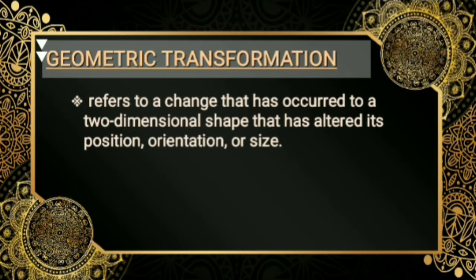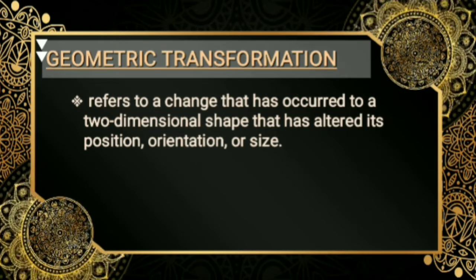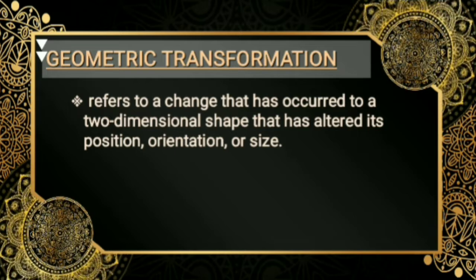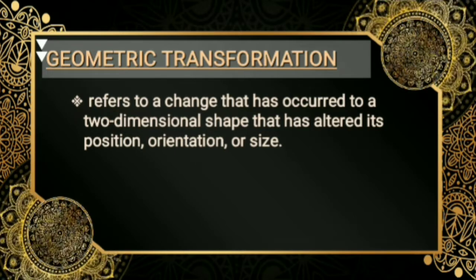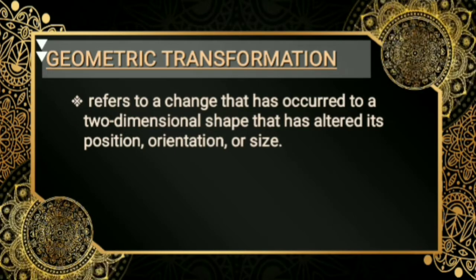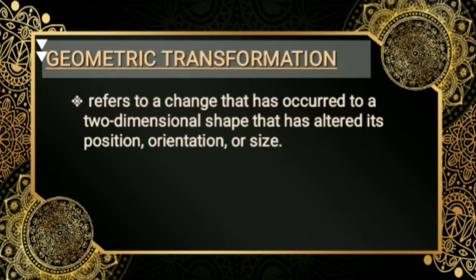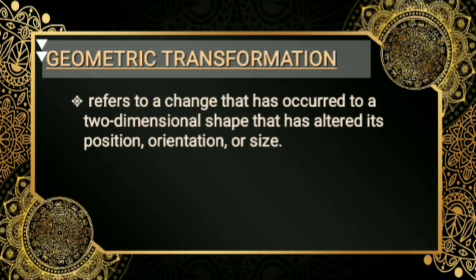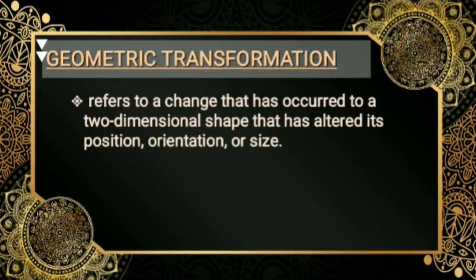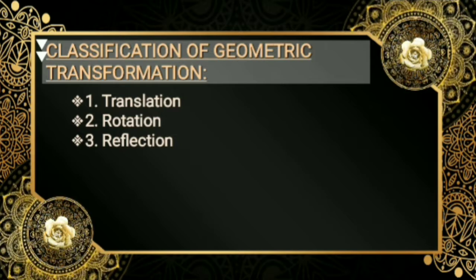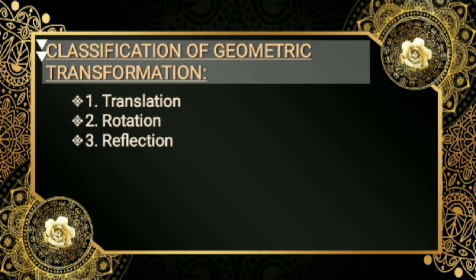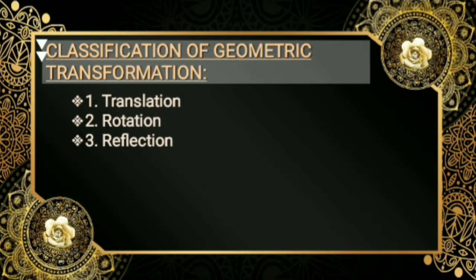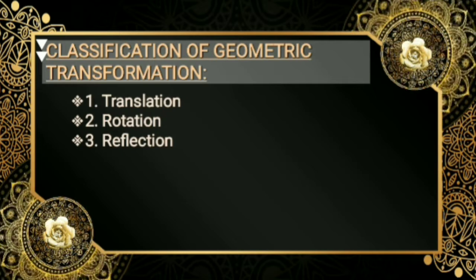They can also be classified according to the properties they preserve. But we won't be going over each of them and will just focus on isometries, which preserve angles and distances. In geometric transformation of isometries, we have three main classifications. These are: first, translation; number 2, rotation; and number 3, reflection.